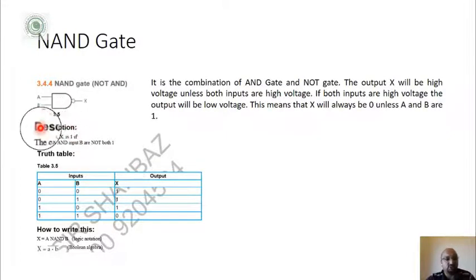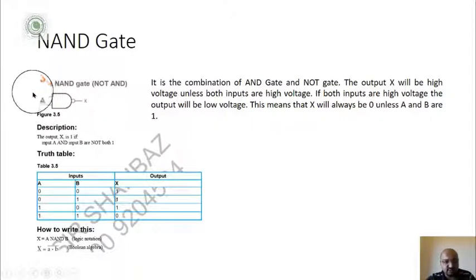Now another scenario, number 2. There is low voltage here, high voltage here. Low voltage into high voltage in the AND gate is low voltage. But here again, the NOT gate converts low voltage into high voltage. That's what the truth table states.